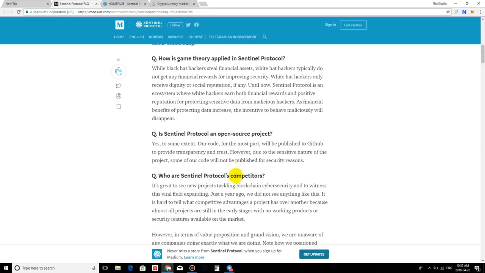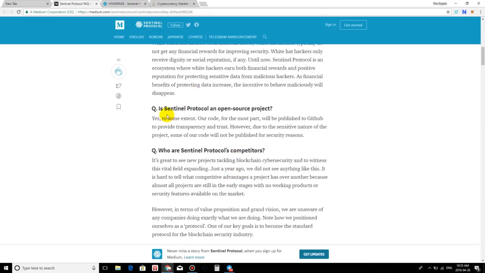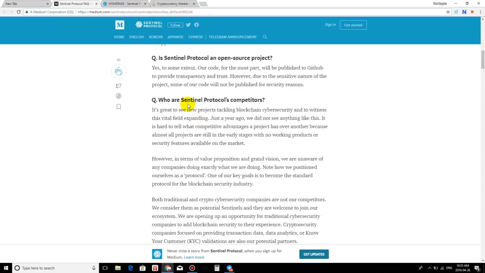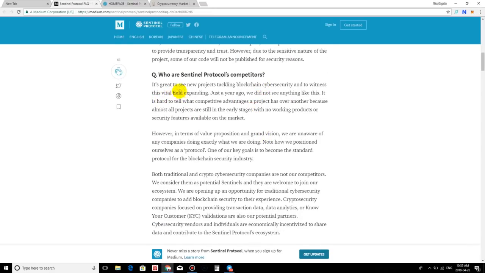And listen to the next point here. So is Sentinel Protocol an open source project? Okay, we'll skip that one. Who are Sentinel Protocol's competitors? Okay, guys, it's great to see new projects tackling blockchain cybersecurity and to witness this vital field expanding. Just a year ago, we did not see anything like this.